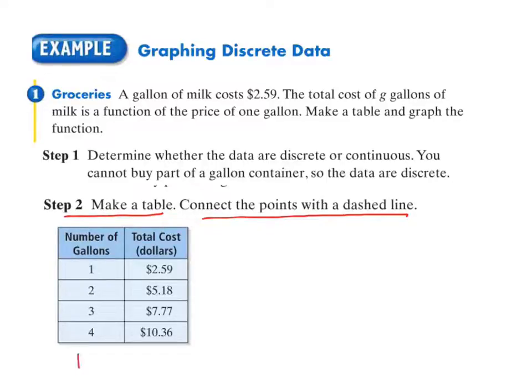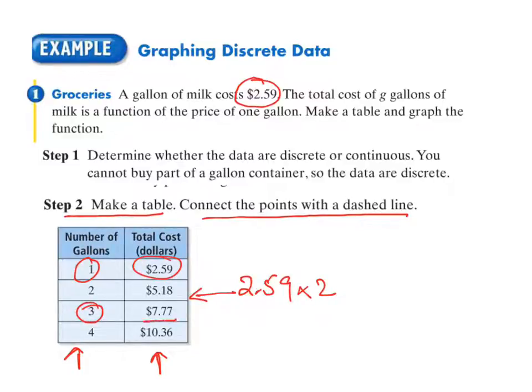Number of gallons over here and the total cost over here. 1 gallon costs $2.59. 2 gallons will cost 2.59 times 2, $5.18. 3 gallons will cost $7.77, 2.59 times 3. 4 gallons will cost $10.36 because 2.59 times 4. So we have plotted the information in the form of a table.